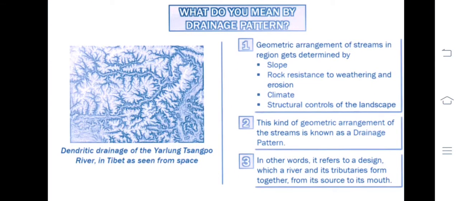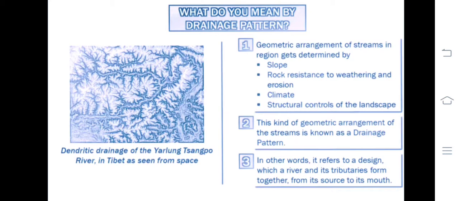So what do you mean by drainage pattern? The geometric arrangement of streams in a region gets determined. How will streams follow the pattern? Which pattern will a river follow? That all depends on certain factors like slope. What kind of slope do you have? Plains have a very flat surface, but mountains have very steep slopes. So it depends on the slope.